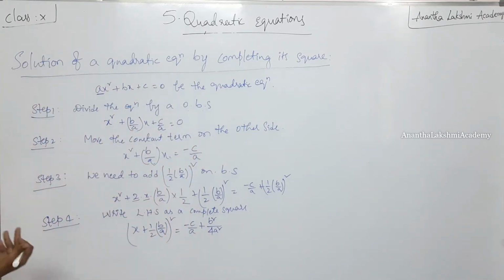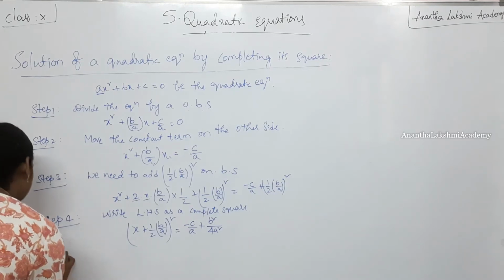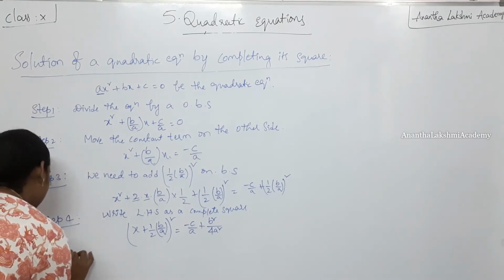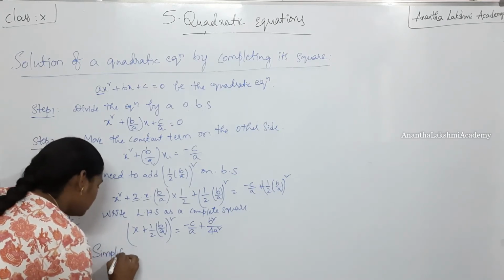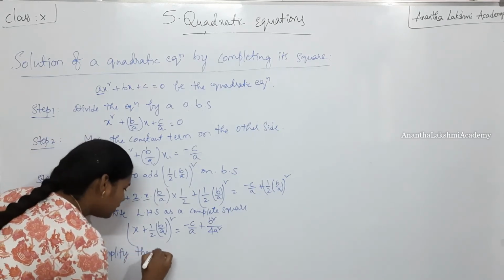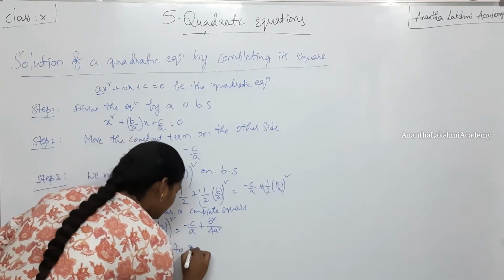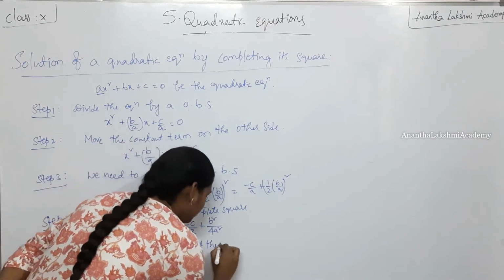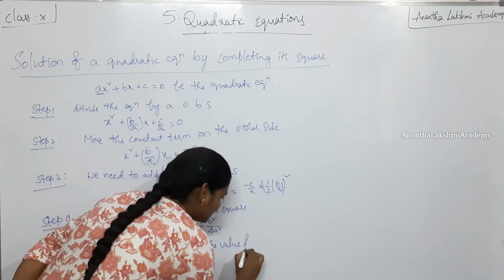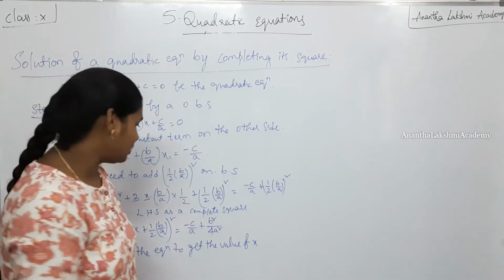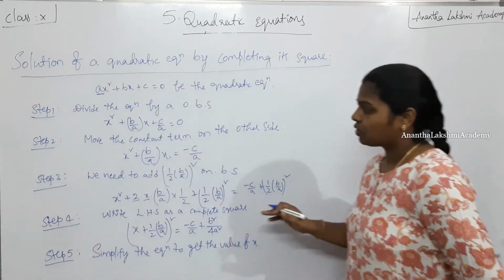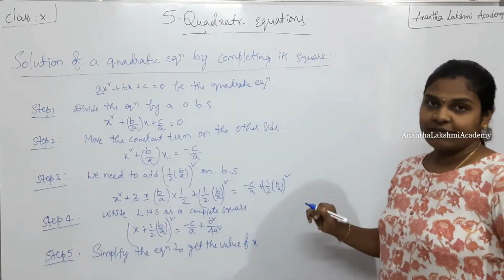Now step 5, what is step 5? Simplify and get the value of x. So step 5 is simplify the equation to get the value of x. So this is exactly the algorithm which I was talking about while mentioning the concept by taking an equation earlier.